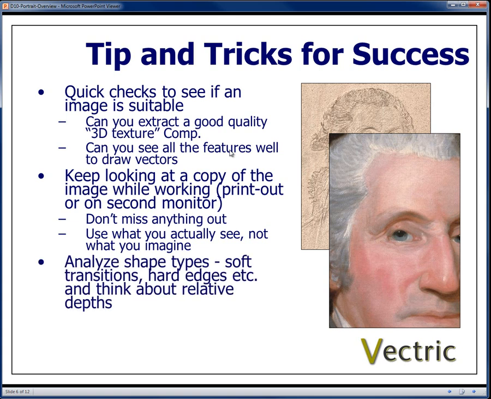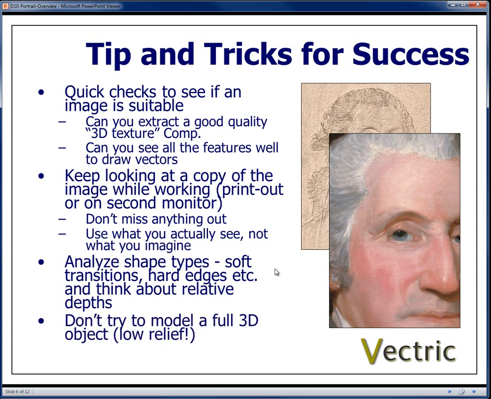You need to analyze the types of shapes that you have, whether they're a soft transition like we have in the cheek here, or whether it's a harder edge like we have in this part of the jowl or under the bottom or edge of the nose. You need to think about the relative depths. With that in mind though, you have to remember we're not trying to model the statue of a person that is an actual replica. We're trying to model a low relief object. So that means that relative depths of the nose and the forehead and the cheek may all end up at the same depth, but at the points where they overlap, we need to make sure that whatever is prominent is sitting up higher.